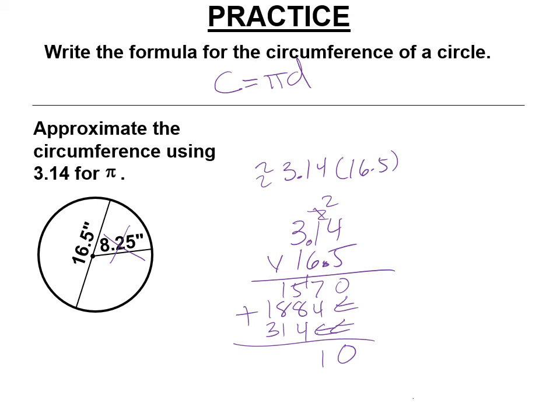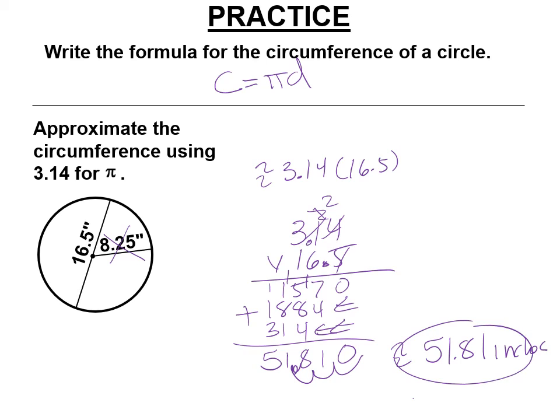0, 11, 12, 13. 18 I'm getting for that row. I'm getting 11 for that row. 4, I'm getting 5. There's 1, 2, 3 numbers to the right, and this is approximately then 51.81 inches. Now, you can check your work, right? 3.14 is a little more than 3, 16.5 a little more than 16. I should get an answer a little more than 48. We did, 51.81 inches.